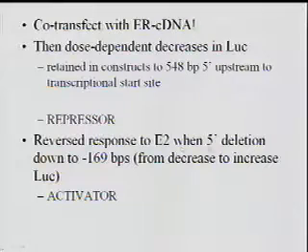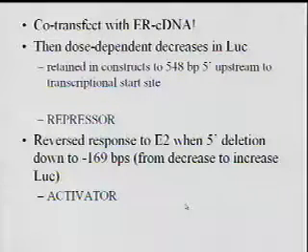You get a reversed response to estrogen when the 5' deletion reaches down to the minus 169 base pairs. So you get a change from a decrease to an increase in the luciferase activity. So this shows us that there might be some way of switching from negative to positive feedback. There'd have to be other proteins that would cover the repressor part, the repressor ERE out here near the 548, and somehow expose the activator ERE to get the switch from negative to positive feedback.